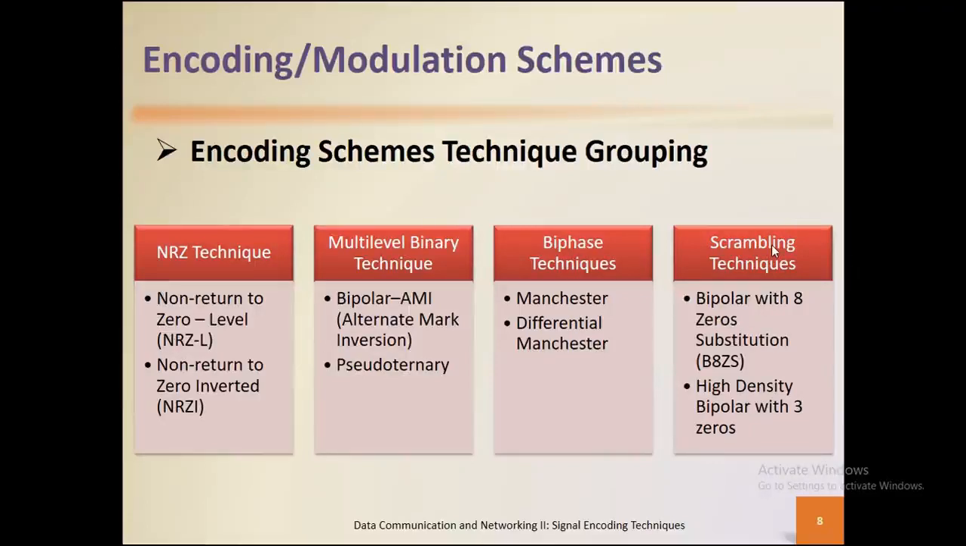And then the scrambling techniques, they do incorporate a bit of the multi-level binary techniques, which is the bipolar with 8 zeros substitutions. We'll look at that later. A bit more complicated to get, usually adopted within the US market for CDMA transmissions. And then in Europe and Japan, they have the high density bipolar with 3 zeros. So I would probably say the scrambling techniques are more popular within the European and other Western countries, as well as the Asian market.